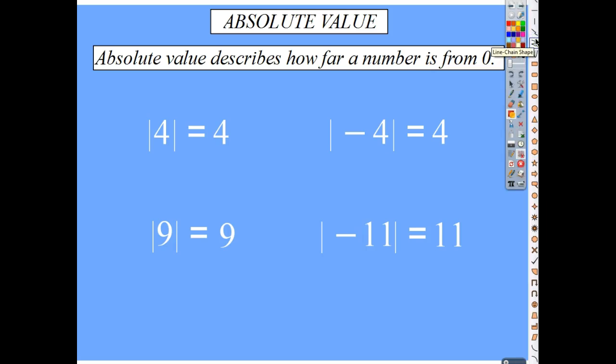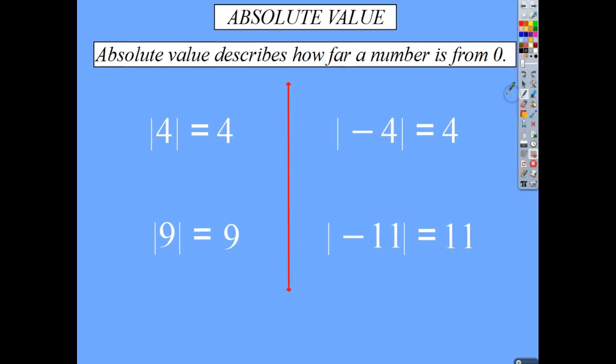A straight one, we'll make it red. Okay, so here's our number line. What I'm looking at is, if this is 0, how far is 4 away from 0? Well, 1, 2, 3, 4. This is the number 4. This number here is 4 places away from 0.